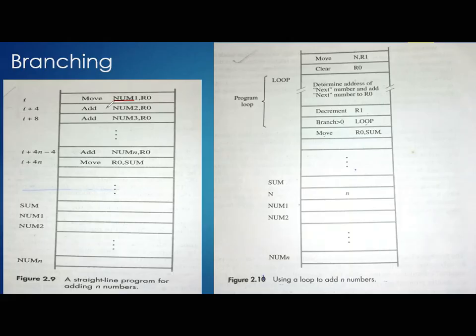Fine. The first number will be moved to R0. Then the second number will be added to R0. Right? Okay, 1 plus 2. Now R0 has become 3. Now what is the third number? Number 3, exactly. 3 will be added to R0. Already R0 is having value 3. Plus 3, it has become 6, exactly.